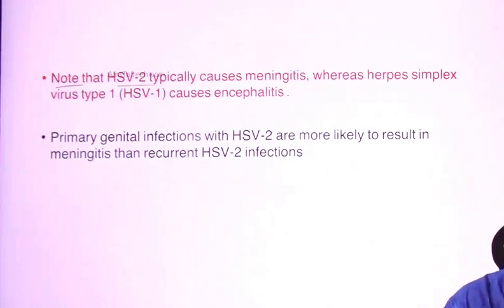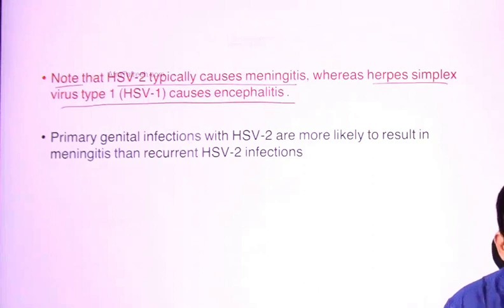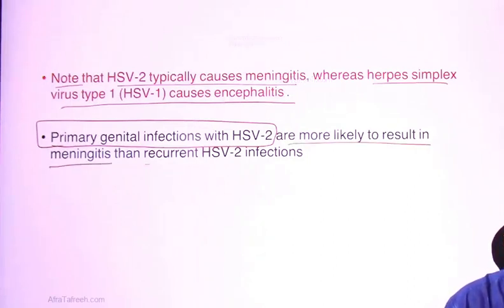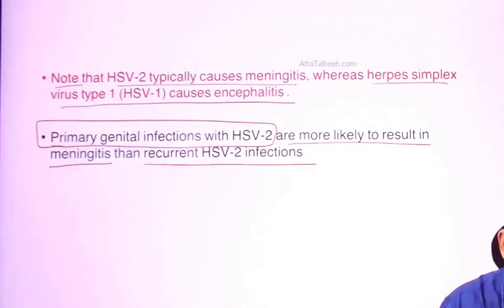Fine. See here. Note that the HSV-2 typically causes meningitis, whereas the herpes simplex type 1 causes encephalitis. This is what I'm telling of. And which lobe is involved? Temporal lobe. Now, the primary genital infections with HSV-2 are more likely to result in meningitis than the recurrent HSV-2 infections. Okay, you got my point or not? This is a slight bit difficult here to understand.